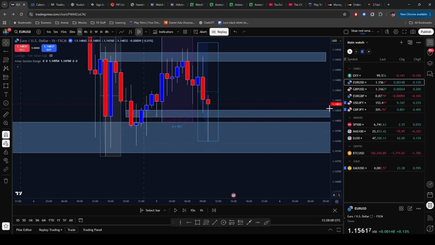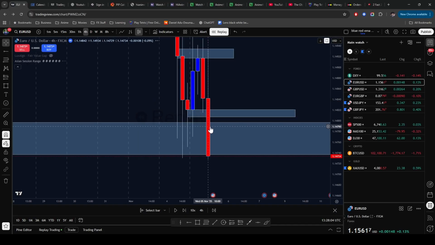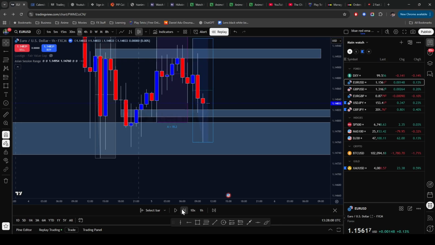Right, so what's that? The 10 o'clock candle. I want to show this close. So that opens at 2 o'clock, right? So let's catch up to where this market was.